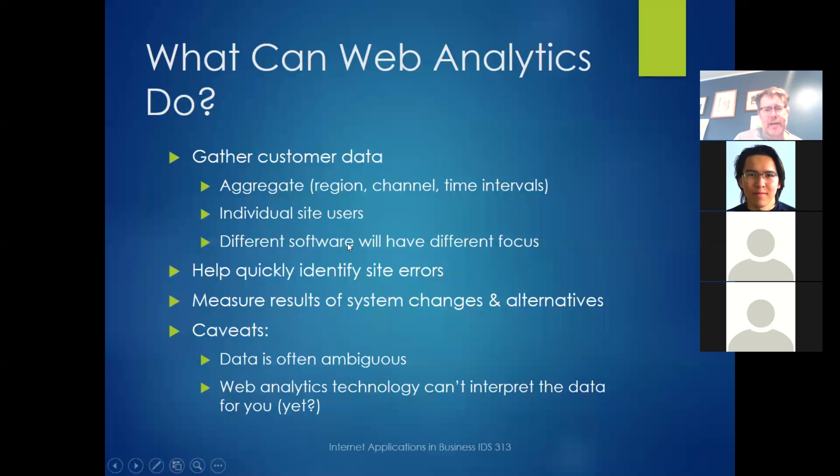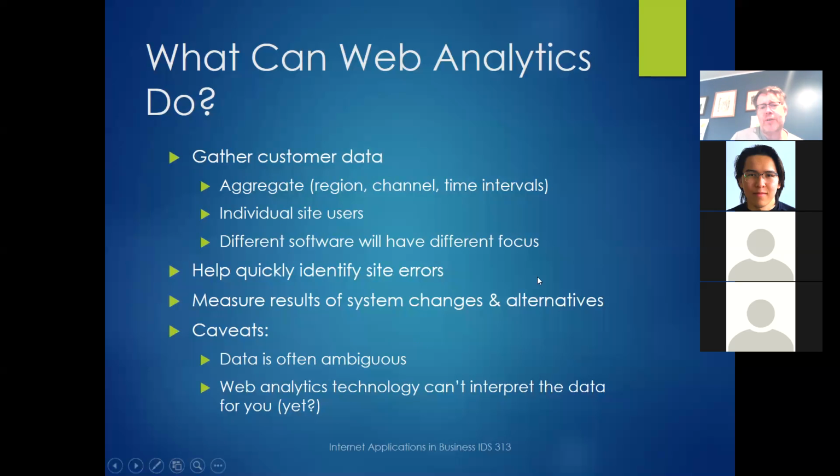Other stuff that web analytics does can quickly identify site errors. For example, if you know that you're getting a fair amount of traffic on a web page, but it's not showing up in your analytics, right? You could say, oh, maybe there's some problem with this particular web page. Maybe it's configured wrong, and we can recognize that because, whatever feature we think should be getting a lot of interactions, it's not getting any interactions.